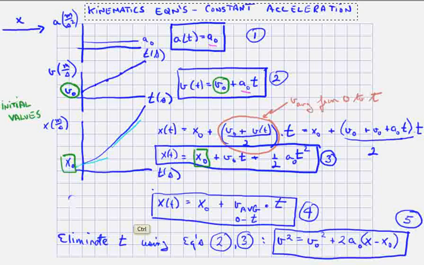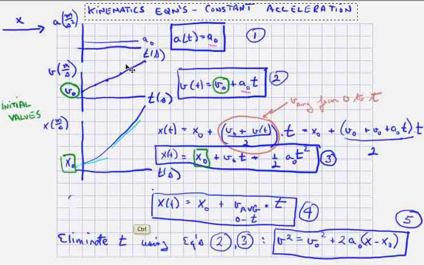Okay, I want to derive the kinematic equations for constant acceleration, and I'm going to do that with a combination of graphical reasoning and algebra reasoning. I'm going to start with acceleration. You should know what that means, and here is an A versus T plot.